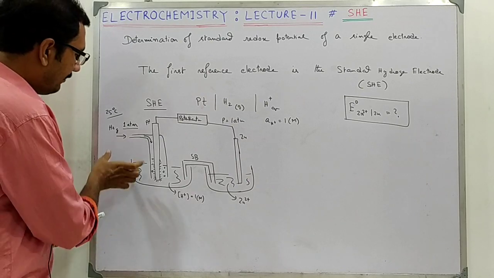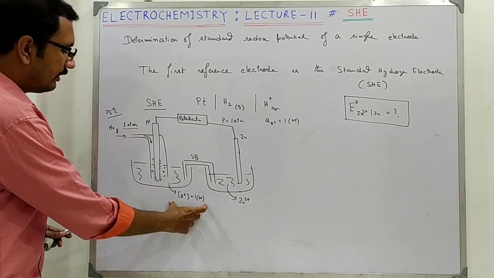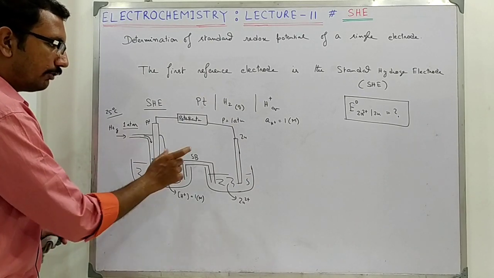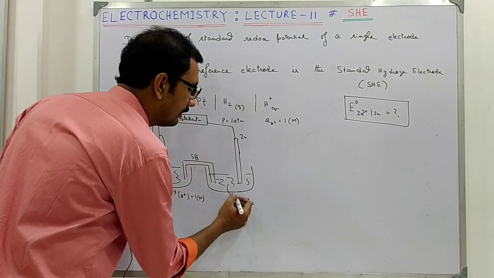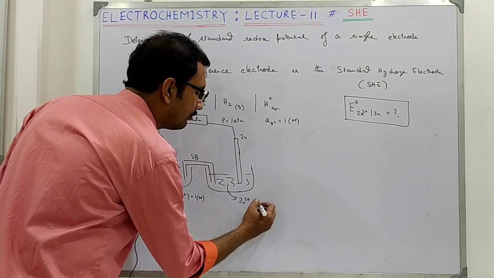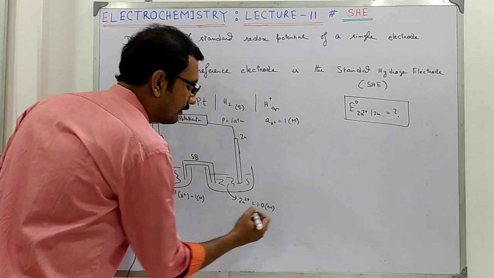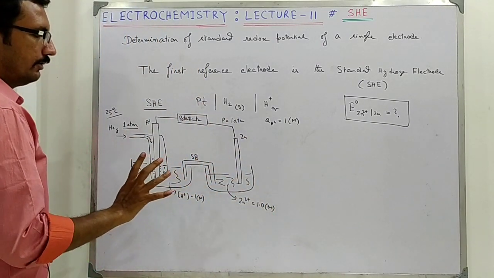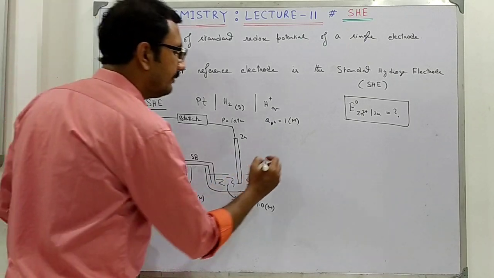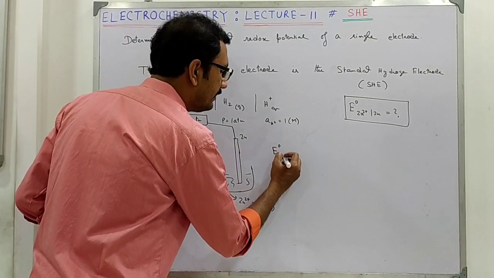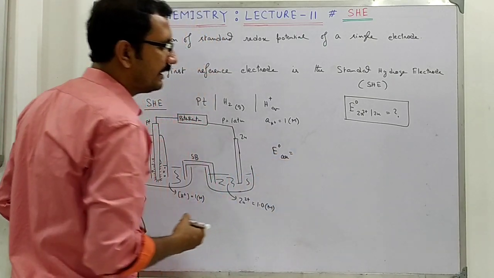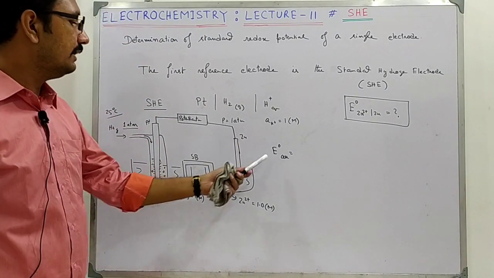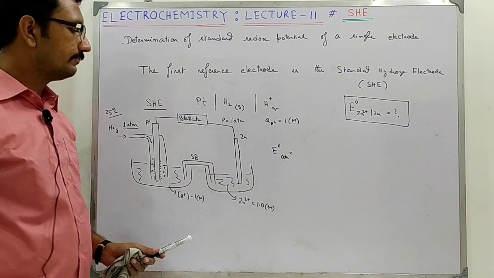Now, we have maintained the standard state condition for this electrode, and also we are considering the concentration of Zn2 plus to be 1.0 molar. So, we are maintaining the entire galvanic cell in the standard state. So, what will the potentiometer give us? It will give us E0 cell. It will give us the standard electromotive force of the entire galvanic cell.